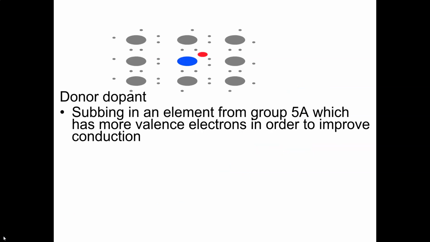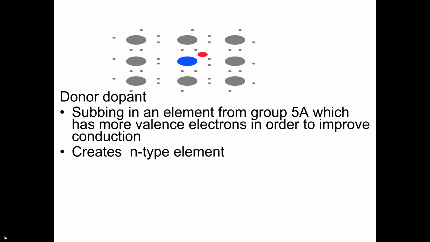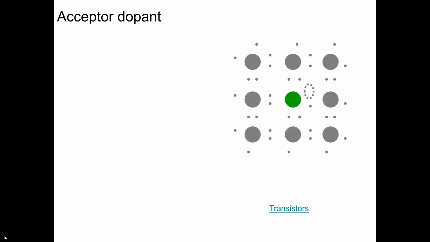And by the way, the reason you do doping at all is to create semiconductors. So for group 5A, you're adding electrons. Okay, wonderful. This is called n-type because it's going to give you extra electrons, just the name given to it.